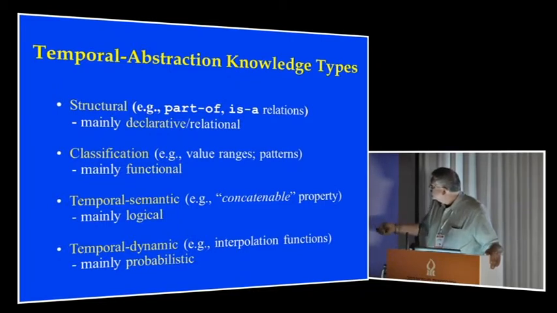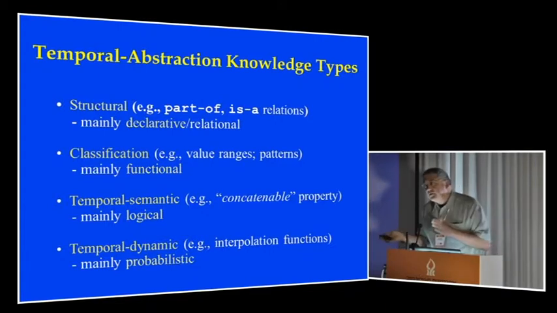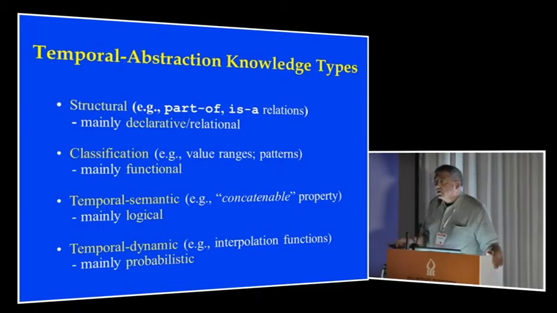That's mostly functional knowledge. Temporal semantic knowledge is different. For example, if you have 2 weeks of anemia followed by 2 more weeks of anemia, then you have a 1 month anemia. But if you have 9 months pregnancy followed by another 9 months pregnancy of the same female, then you do not have a pregnancy of 18 months. So that is because anemia is concatenable and pregnancies are not. This kind of semantic knowledge is part of the logical knowledge that our knowledge base incorporates.